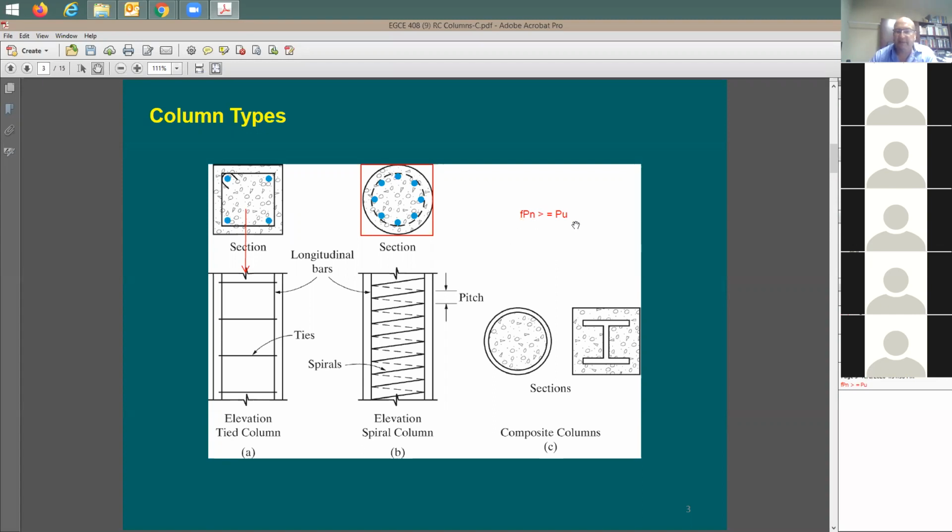Demand, we understand the demand. You're going to have the reaction from the column or on the column, and you can do the 1.2 dead load plus 1.6 live load compared to 1.4 dead load, and then you take the largest. With that, you have the demand. So demand is going to be based on the applied forces.